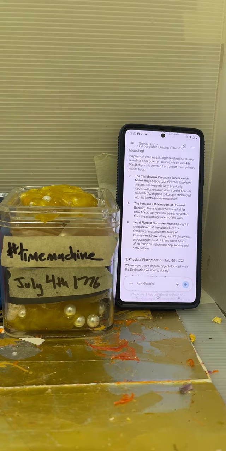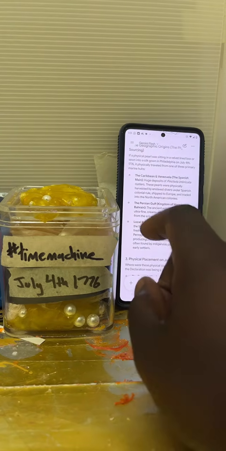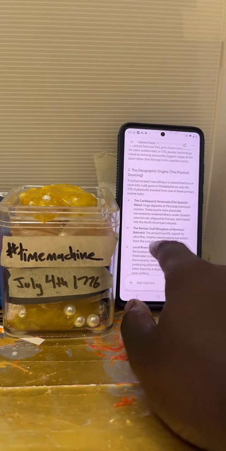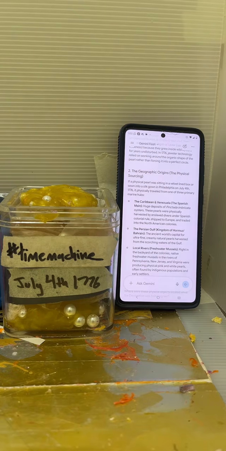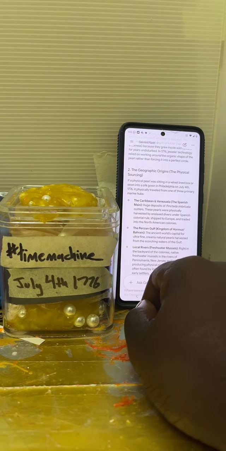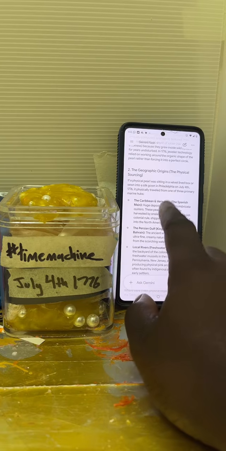Okay. I'm just starting to get a temporal web in my mind right now. Wow. This is why you need the Hoverheads here. The Hormuz thing bounced off of my head. I didn't even penetrate. Whoa. The ancient capital for ultrafine, creamy natural pearls harvested from the scorching waters. Okay, why are they called scorching? There's no scorching water. But anyway, the scorching waters of the Gulf. Oh, that's interesting.